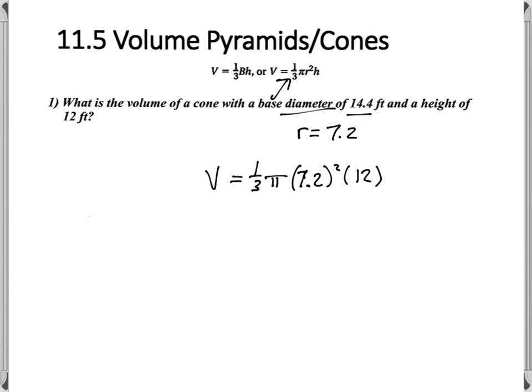When you multiply the 7.2 squared times the 12 times the 1/3, you get your volume to equal 207.36 pi, or if you want to multiply it all out, you get your volume to be 651.44 feet cubed.